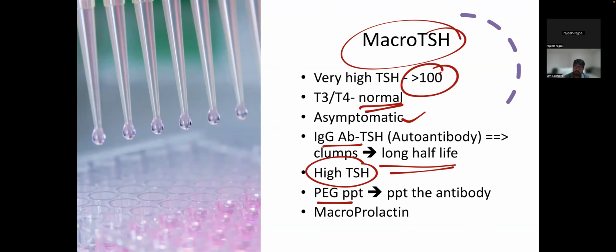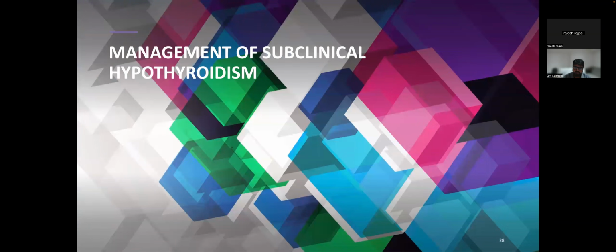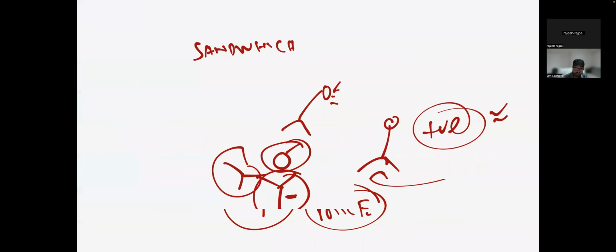If you talk to your lab, they can do a PEG precipitation, and this is similar to what you see in prolactin also, what is known as macroprolactin, right? So this is something known as macro TSH, and because of macro TSH, sometimes you can have very high TSH values, but the patient is completely asymptomatic. Okay, so these are some of the nuances, right? This is what we discussed.